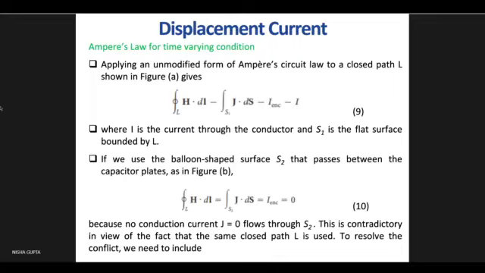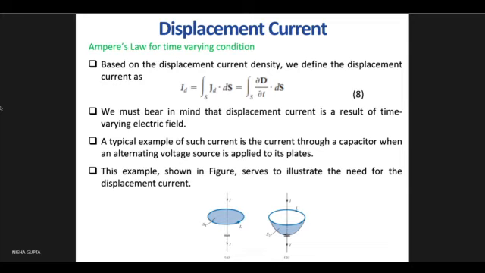In figure A, we have considered a surface S1 that encloses the wire only. So I is the current through the conductor and surface S1. This surface S1 is the flat surface which is bounded by L. So you can see here I is the current flowing through the conductor. In the first equation we are considering this surface S1, which encloses only the wire, not the capacitor.